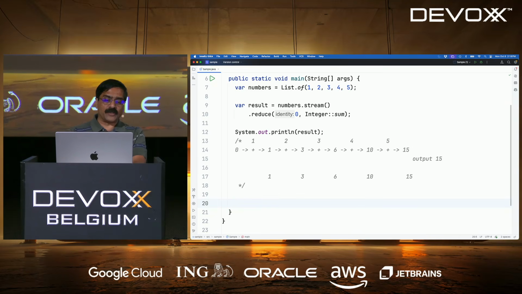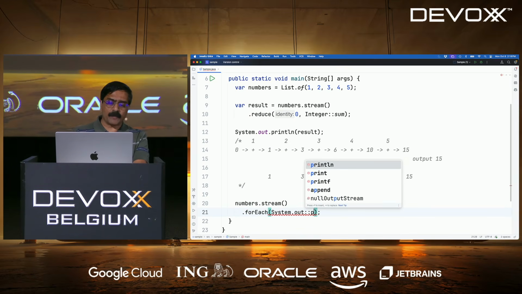Let's go back to this and say result is equal to, well, actually in this case, let's just simply say numbers.stream().forEach(System.out::println).